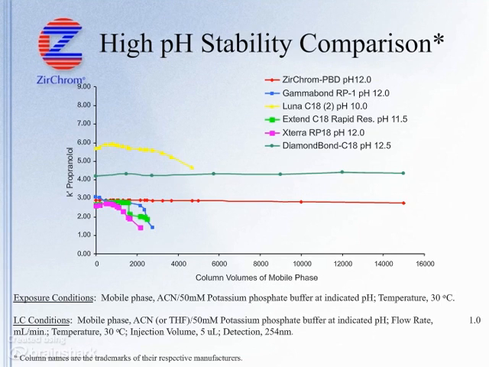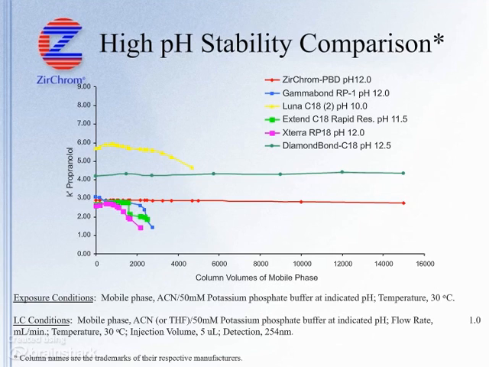In this high pH stability comparison, we have selected a range of modified high pH compatible silica-based phases to compare to our ZirChrom PBD phase, shown in red, and our diamond bond C18 phase, shown in green. Each column was exposed to a solution of 50 millimolar potassium phosphate buffer that had been adjusted to a high pH selected to be within the column's recommended pH range.